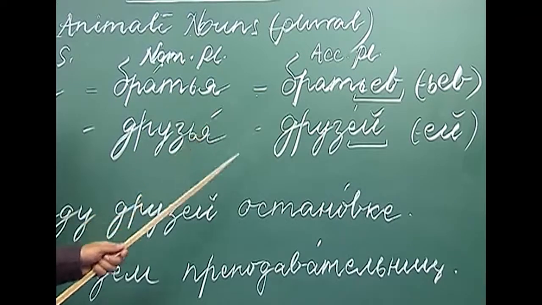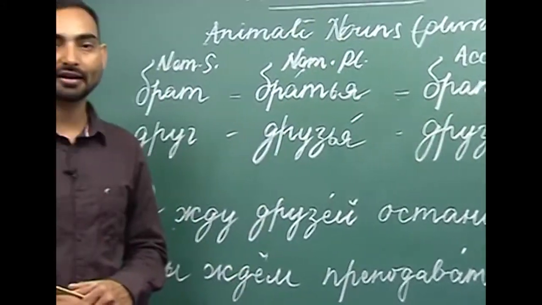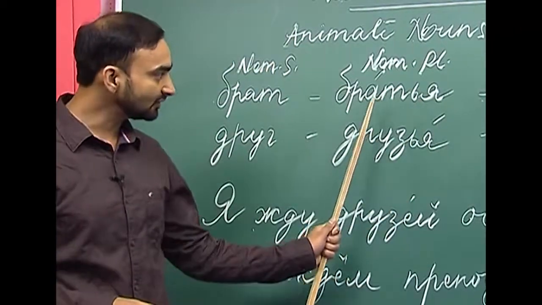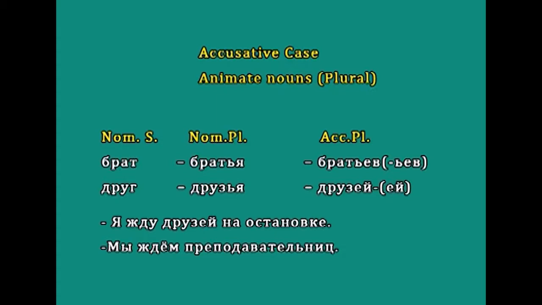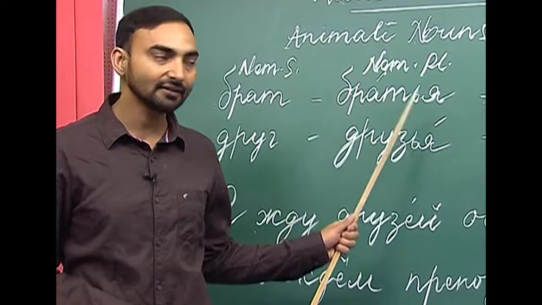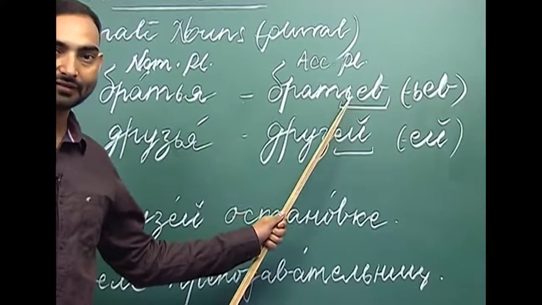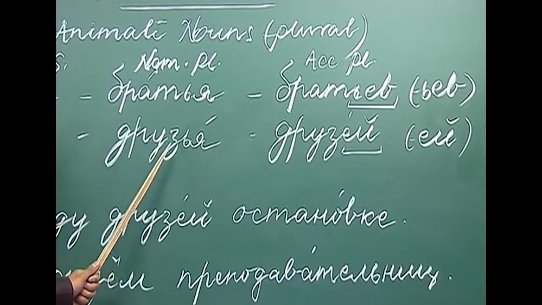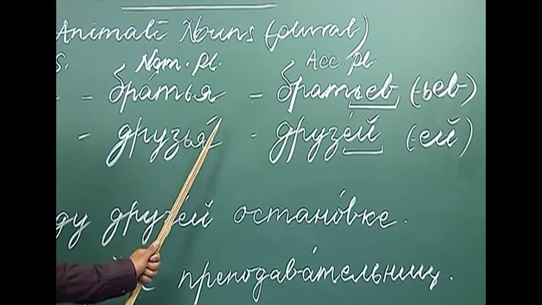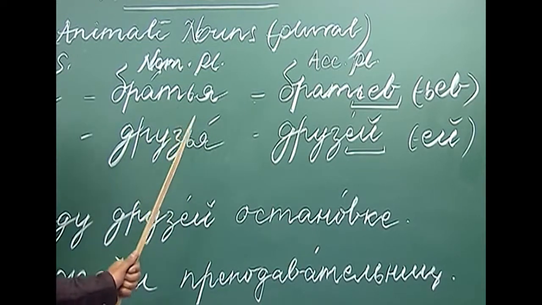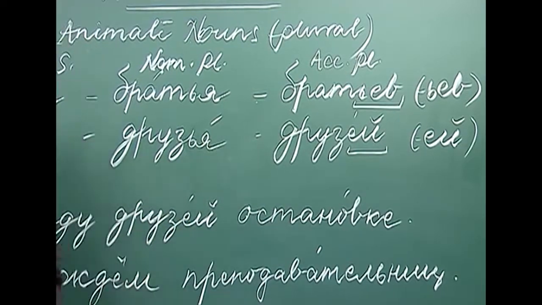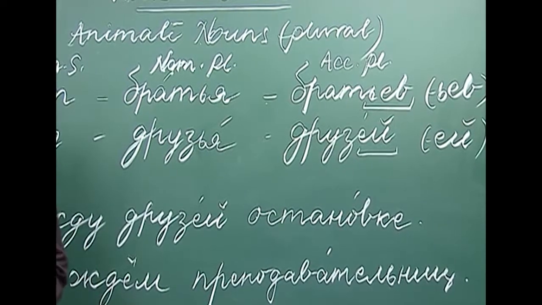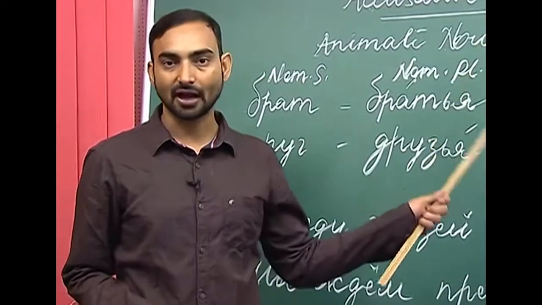Why? It depends on the position of stress in the word, in the irregular plural in the nominative case. For example, look at the word bratia. Here stress is on the first syllable, not on the ending. So, if the stress is not on the ending, then we retain the soft sign. As you can see, bratia has this soft sign. But if you look at druzia, it has stress on the last syllable, which means on the last vowel ya. So, in that case, we will drop this soft sign. So, the spelling of the accusative plural depends on the position of stress in the nominative plural. This thing also you have to keep in mind while using the nouns in the accusative plural.